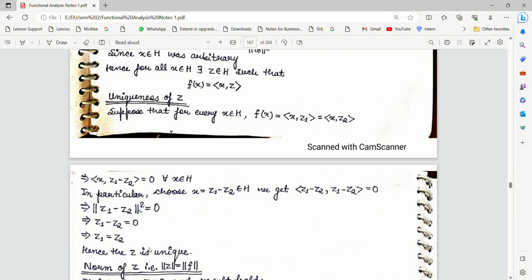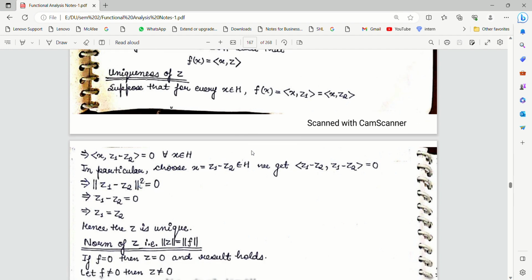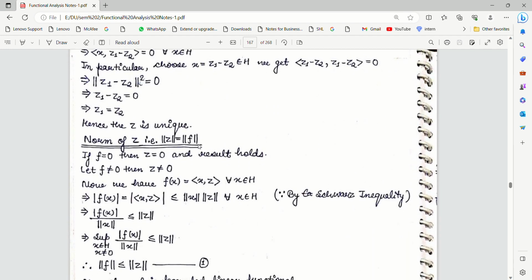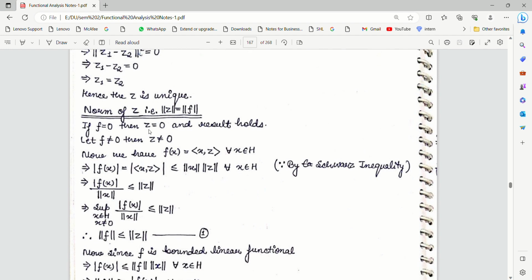This proves the uniqueness of z, as we have taken f(x) equal to inner product of x comma z1 equal to x comma z2, and at the last we have proved that z1 equals z2. This shows that z is unique. And the last thing we have to prove is that norm of z is equal to norm of f. If f is equal to 0, then z equals 0, and the result will hold: norm of 0 equals norm of 0. Now we have to show that norm of z equals norm of f for f not equal to 0. F is not equal to 0, so z is not equal to 0.